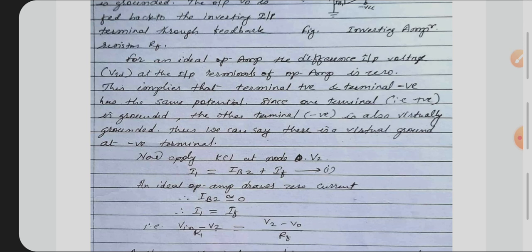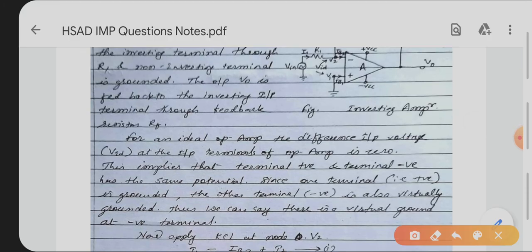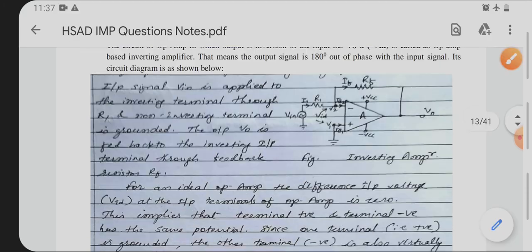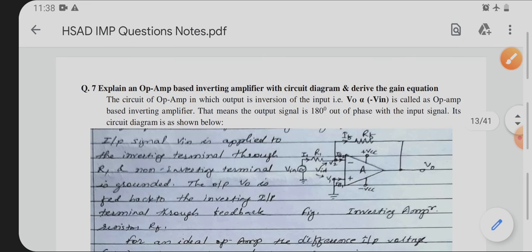Now we will start the analysis. Apply KCL at node V2. See, where is the node V2? Apply KCL at node V2. You will get... at this inverting terminal, there is V2 at this point.